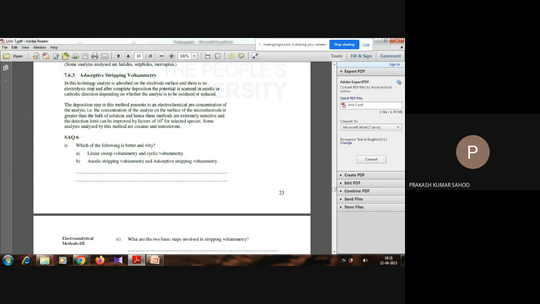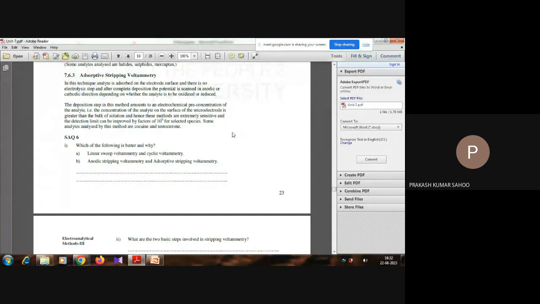So the first step is the adsorption. The deposition step in this method amounts to an electrochemical pre-concentration of the analyte. The concentration of the analyte on the surface of the microelectrode is greater than in the bulk solution. Hence, this is extremely sensitive, and the detection limit can be improved by a factor of 10 to the 6 for selected species.